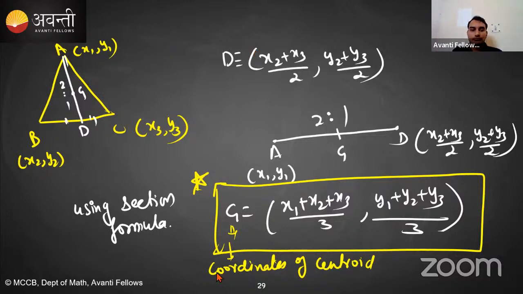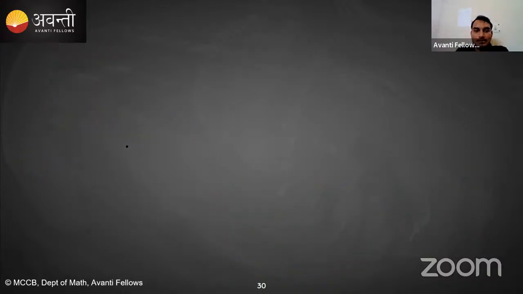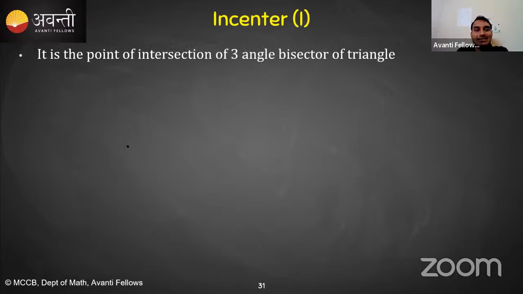So this you should remember: the coordinate of the centroid. And another thing you should remember is that the centroid divides the median in the ratio 2:1 starting from the vertex. These are two important things that you should remember for the centroid. If it is clear, then the next one is incenter.